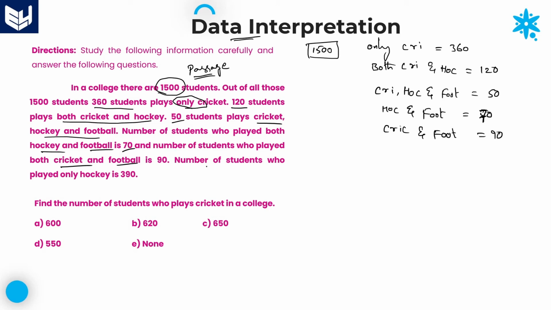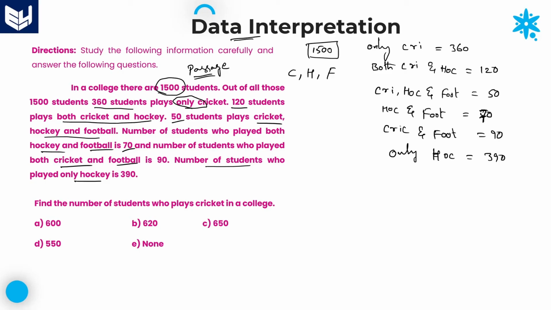Now the last information is that the number of students who played only hockey is 390. 390 students are playing only hockey. So if you observe carefully, here we have a total of 3 different games. One is cricket, one is hockey, one is football.